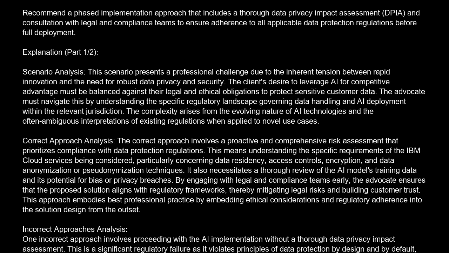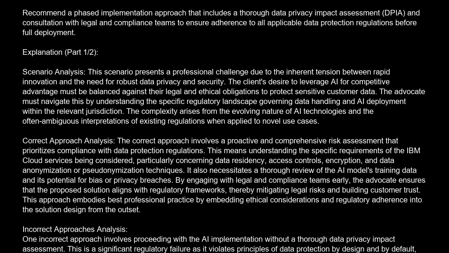Explanation. Scenario analysis. This scenario presents a professional challenge due to the inherent tension between rapid innovation and the need for robust data privacy and security. The client's desire to leverage AI for competitive advantage must be balanced against their legal and ethical obligations to protect sensitive customer data. The advocate must navigate this by understanding the specific regulatory landscape governing data handling and AI deployment within the relevant jurisdiction. The complexity arises from the evolving nature of AI technologies and the often ambiguous interpretations of existing regulations when applied to novel use cases.